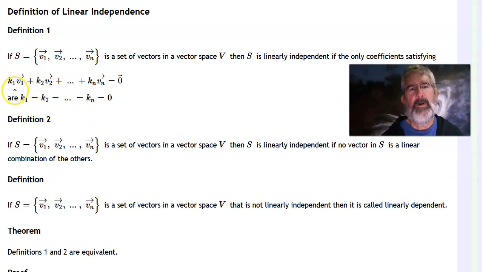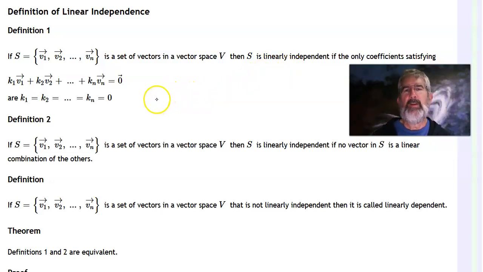So k1 v1 plus k2 v2 plus all the way up to kn vn is a linear combination of the things in this set S. We want them to add up to the 0 vector. Now clearly, if k1, k2 up to kn are all equal to 0, then this will add up to the 0 vector. The question is, is there any other way? And if the answer is no, that if the only way is that all of the coefficients here are 0, then we say that the vectors are linearly independent, or we say that the set of vectors is linearly independent. We'll actually say both.